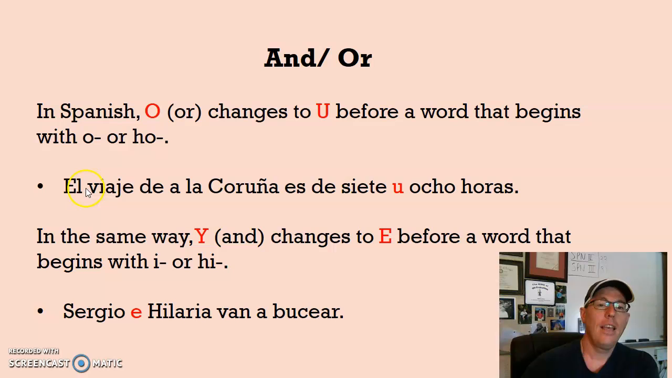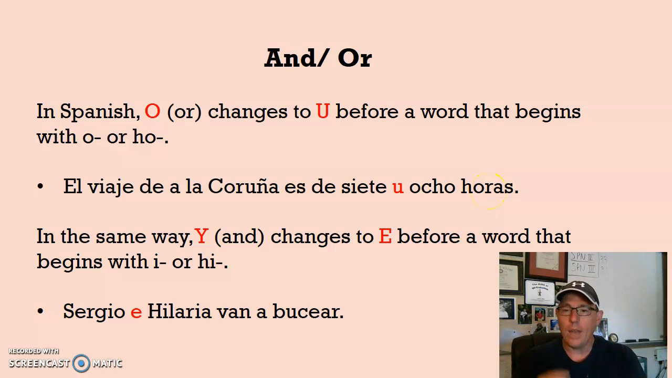Example, el viaje a La Coruña es de 7 u 8 horas. All right, so they're trying to say that the trip to Coruña is 7 or 8 hours. Now, if I left it spelled as its original o, it would sound like this. El viaje a La Coruña es de 7 o 8 horas. 7, 8 hours. And you can't really hear the or in there. So that differentiation occurs only in situations like that. You'll see more examples this week.